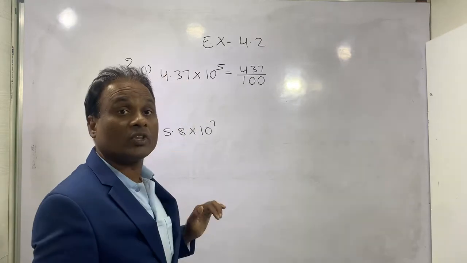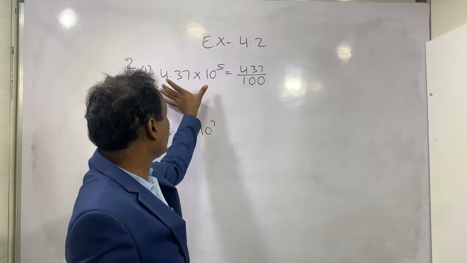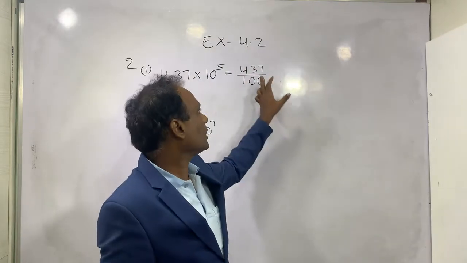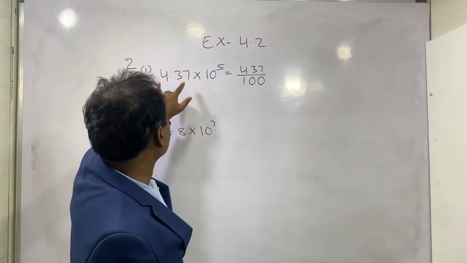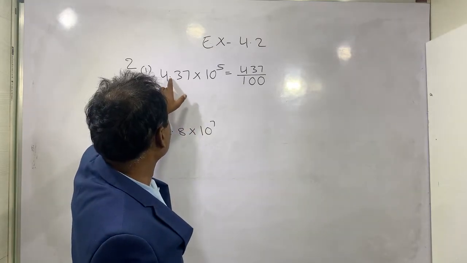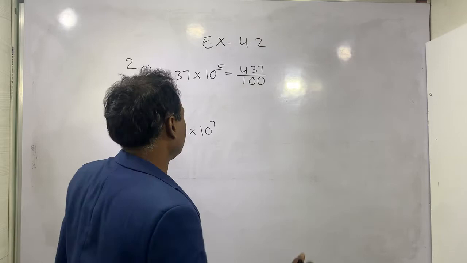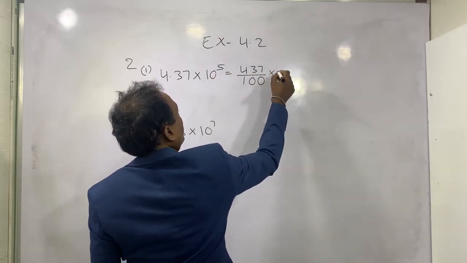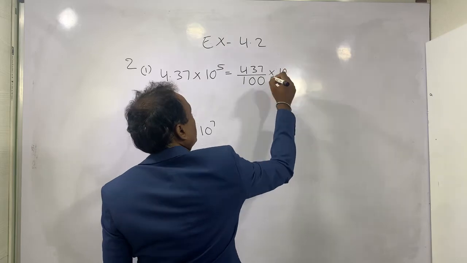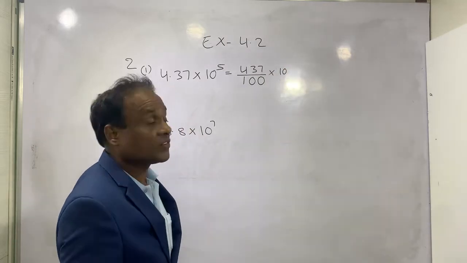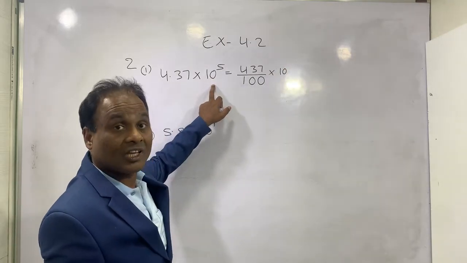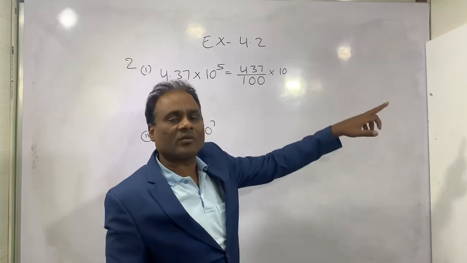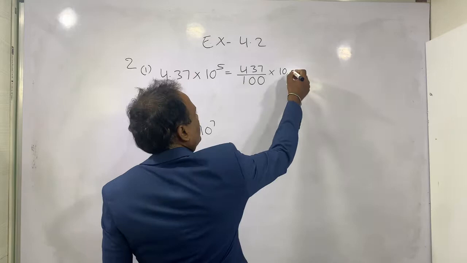Why do we have to remove the decimal? Because we are changing the standard form into usual form. In usual form we don't write any decimal. So this is 437 by 100, into 10 power 5, which is 10 into 10 into 10 into 10, 5 times. You can write 10 five times or put 5 zeros, both are the same.